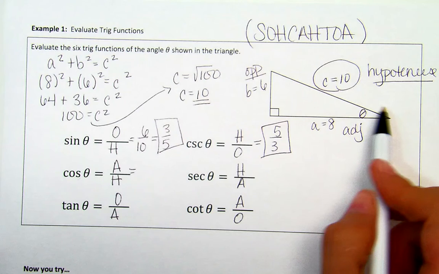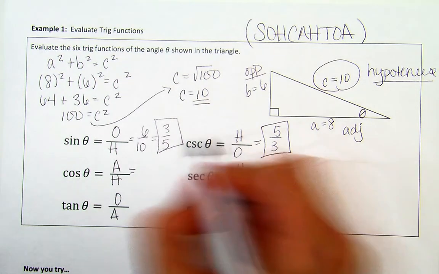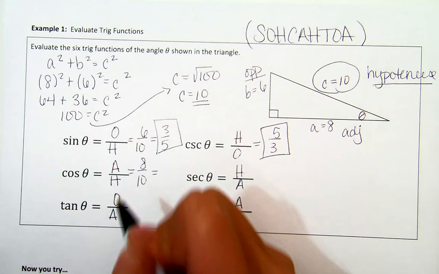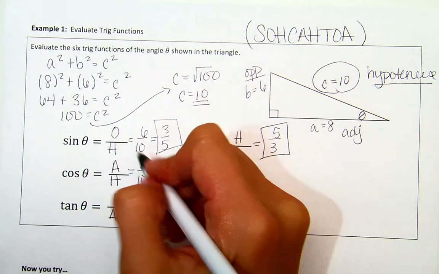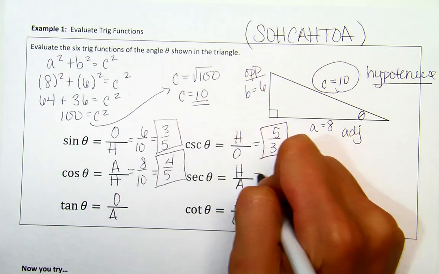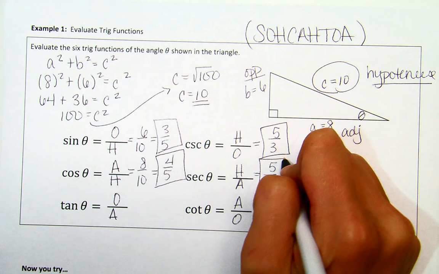Adjacent over hypotenuse, I know is going to be adjacent, which is 8, over hypotenuse, which is 10. 2 goes into both of these numbers, so if I divide a 2 out, I get 4 over 5. So I can just flip those 2 around for my secant.